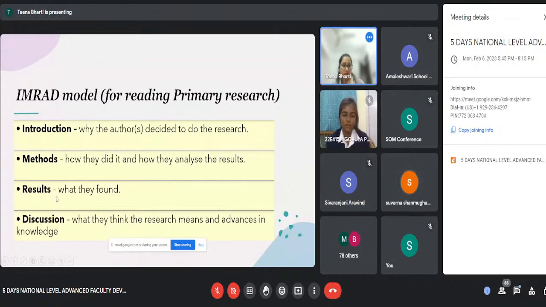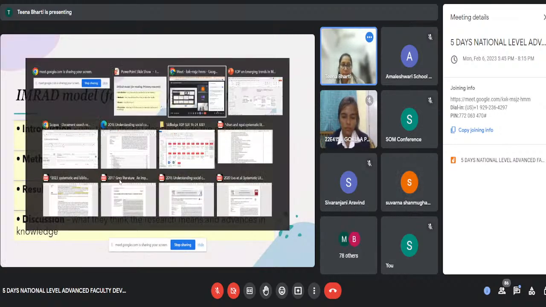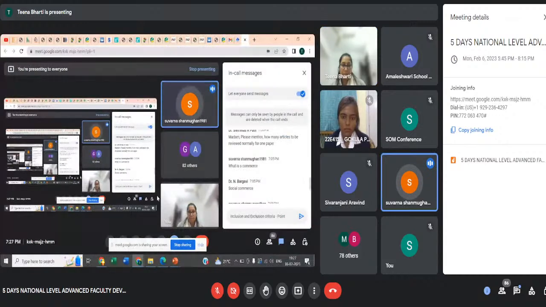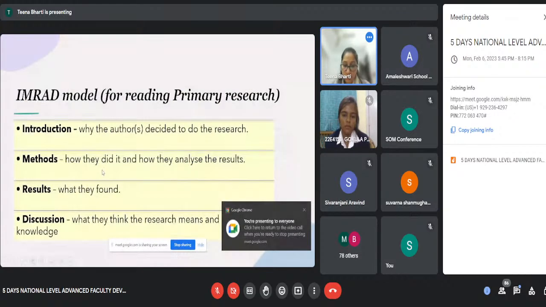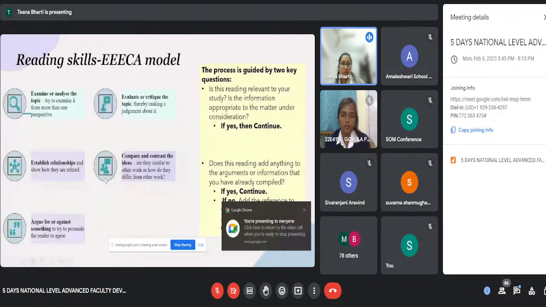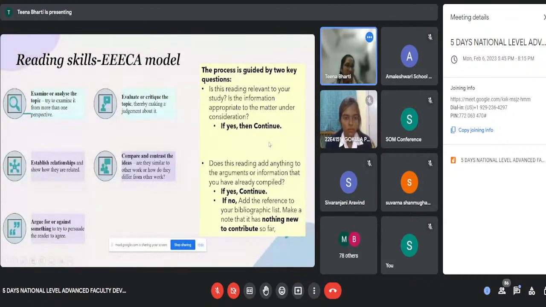Excuse me, ma'am. Yes, yes, please. Can you please explain the Tika model once again? Okay, okay. Just this one, right? Yes, ma'am. Okay, so this is just to improvise our reading skills.